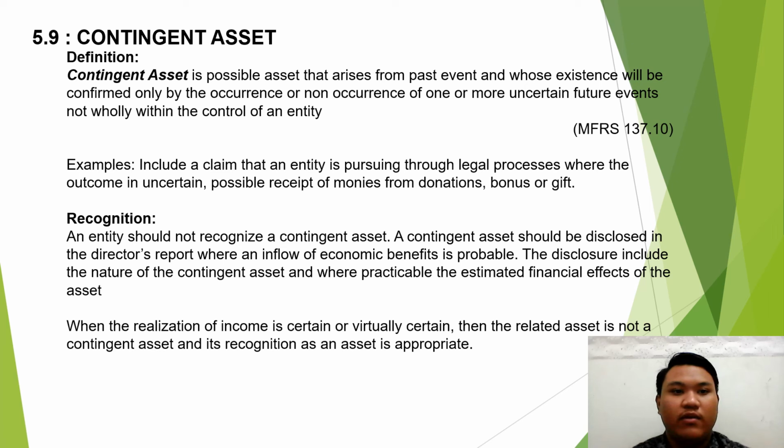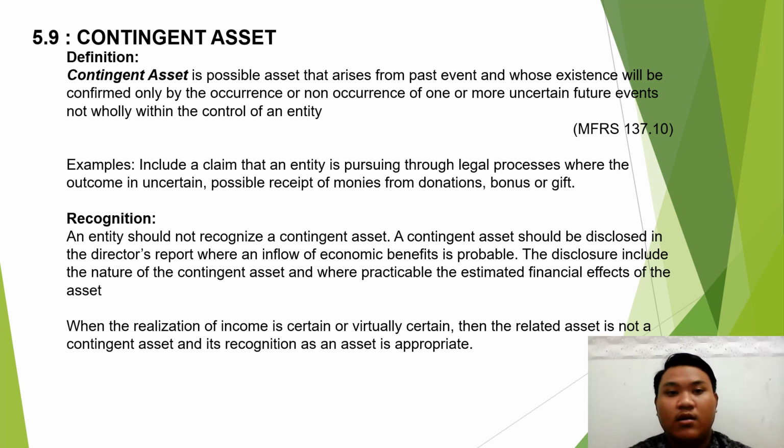Now, we're going to continue with 5.9, which refers to contingent assets. Contingent assets, as defined, are possible assets that arise from past events and whose existence will be confirmed only by the occurrence or non-occurrence of one or more uncertain future events not wholly within the control of an entity. The definition is based on MFRS 137.10. For example, contingent assets include a claim that an entity is pursuing through legal processes where the outcome is uncertain, and possible receipt of monies from a donation, bonus or gift.